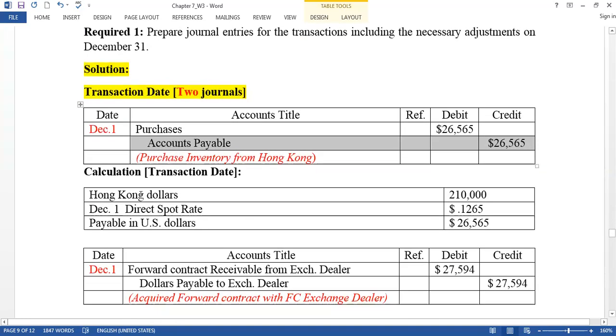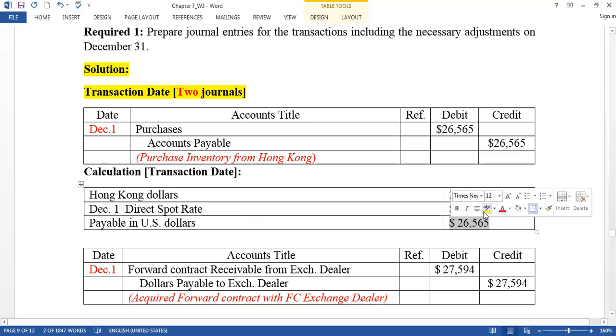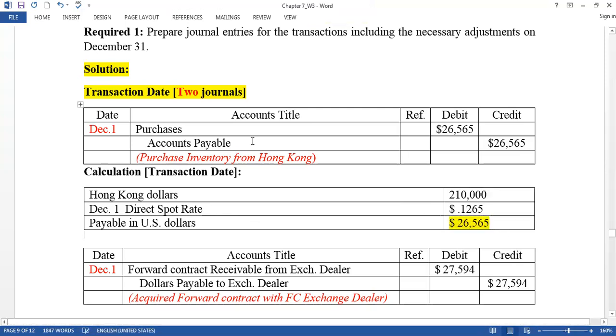And this is the calculation, 210,000 Hong Kong dollars. And what is the spot rate today? This is the spot rate, today's rate. Today's rate is $0.1265. And this is our liability. Okay, this is our liability based on the transaction, but this is not the actual liability.